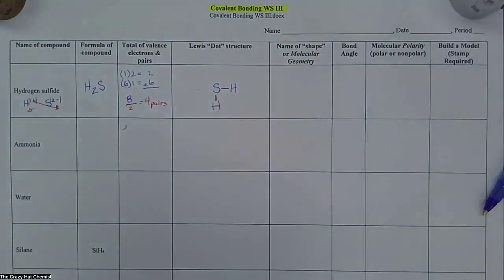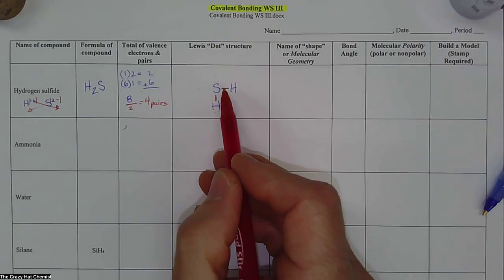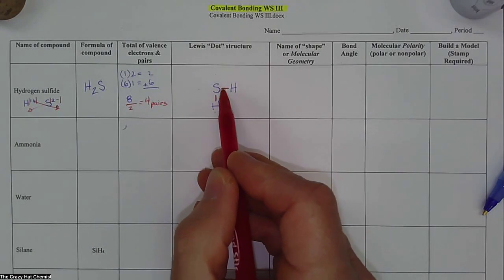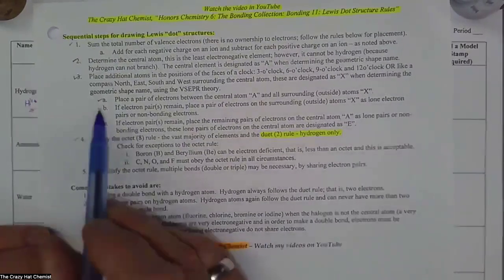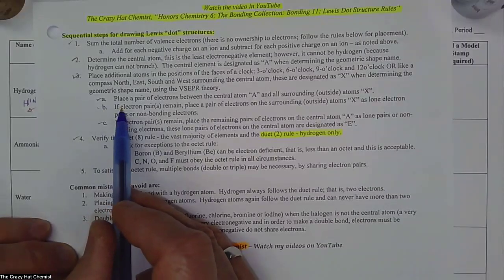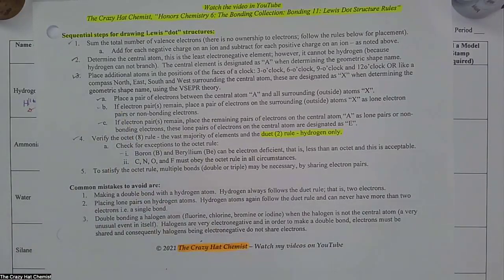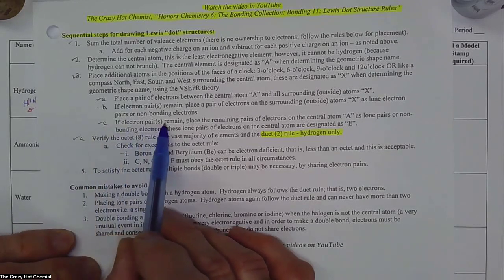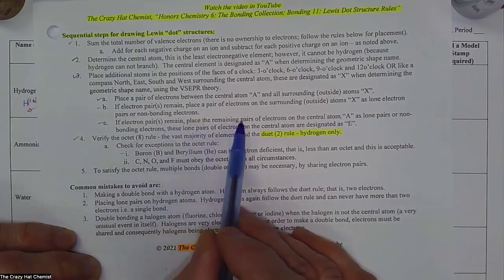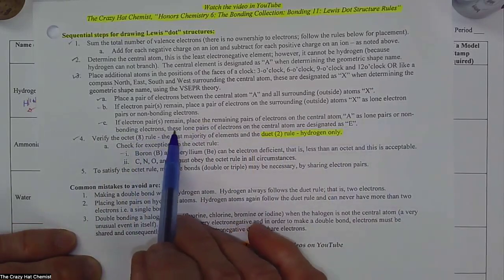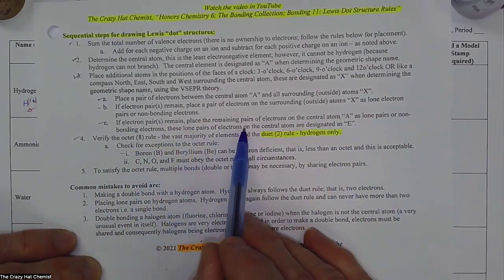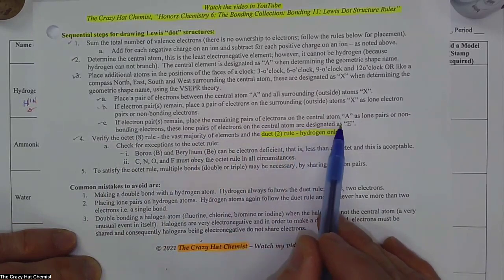Okay. And now you should see I'm back to just having a bonding pair of electrons between the central atom, sulfur, and the outside atom, hydrogen. So I can't actually do this 3B rule, placing lone pairs on the outside elements. That's a violation of the duet rule. The next rule is if electron pairs remain, of which they do, place the remaining pairs of electrons on the central atom A as lone pairs or non-bonding electrons. These lone pairs of electrons on the central atom are designated as E.